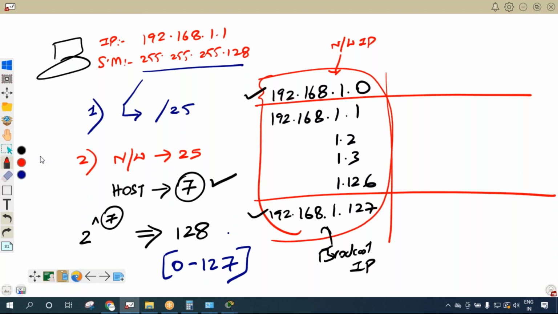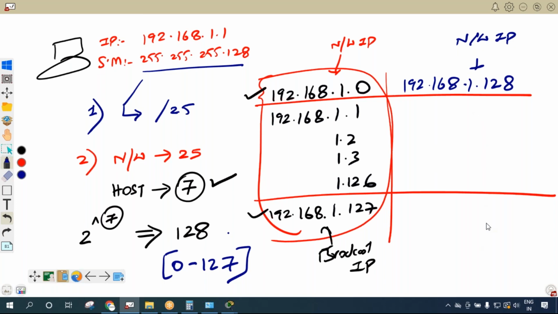Now, my dear friend, the next part. What is the next part? This is the first subnet. Now, what is the next subnet? So the next subnet is, what will be the next IP address after 127? You will say the next IP address will be 192.168.1.128. This is the network IP address of this subnet.